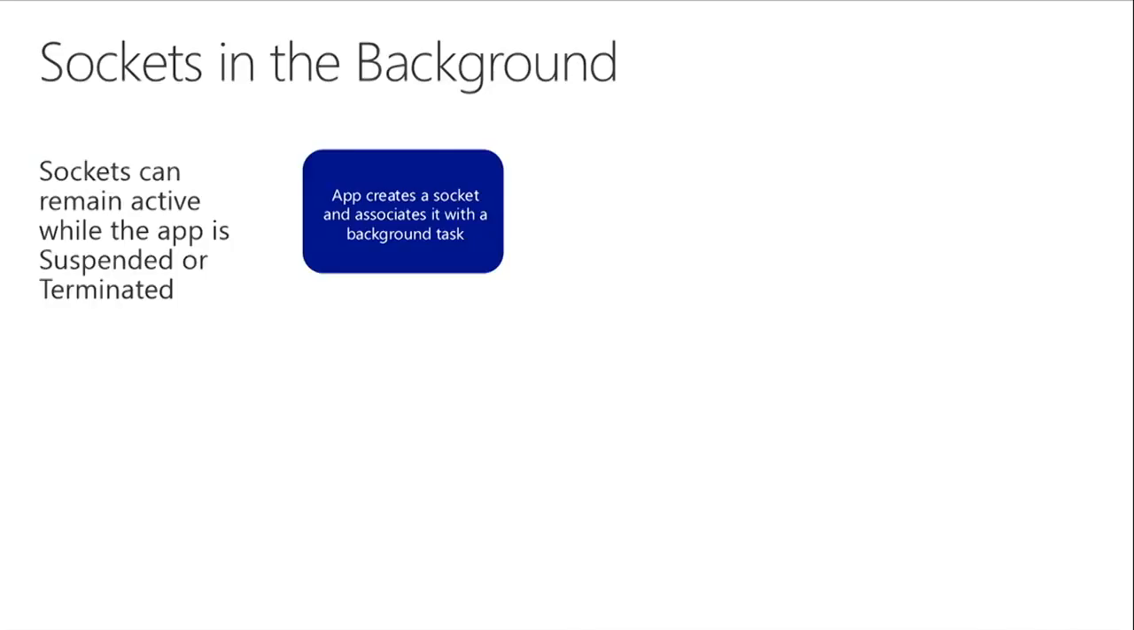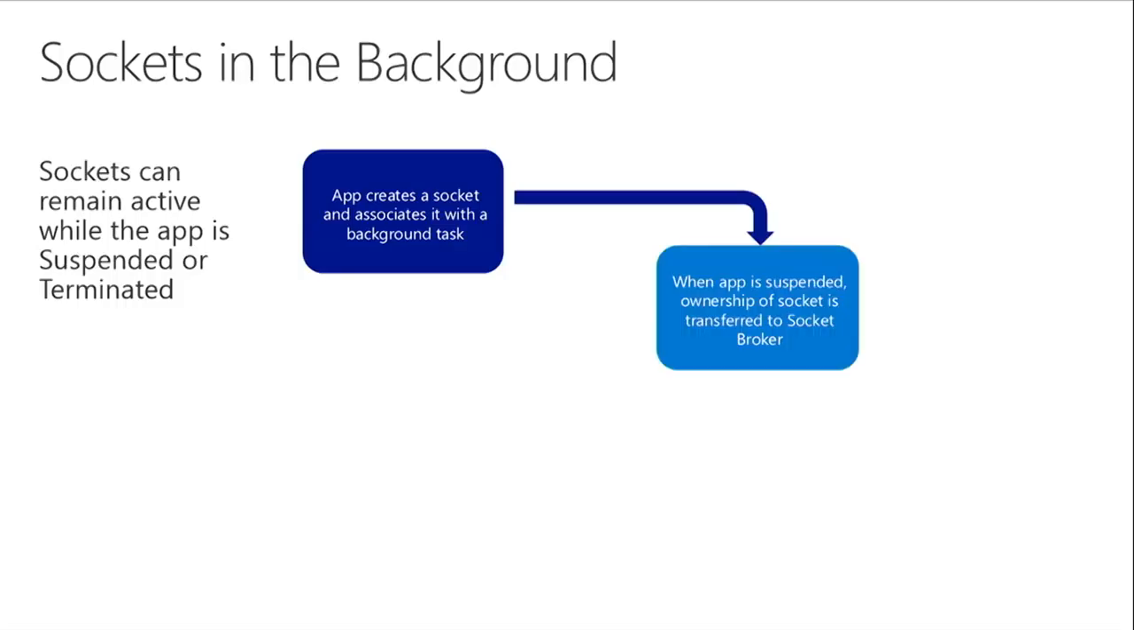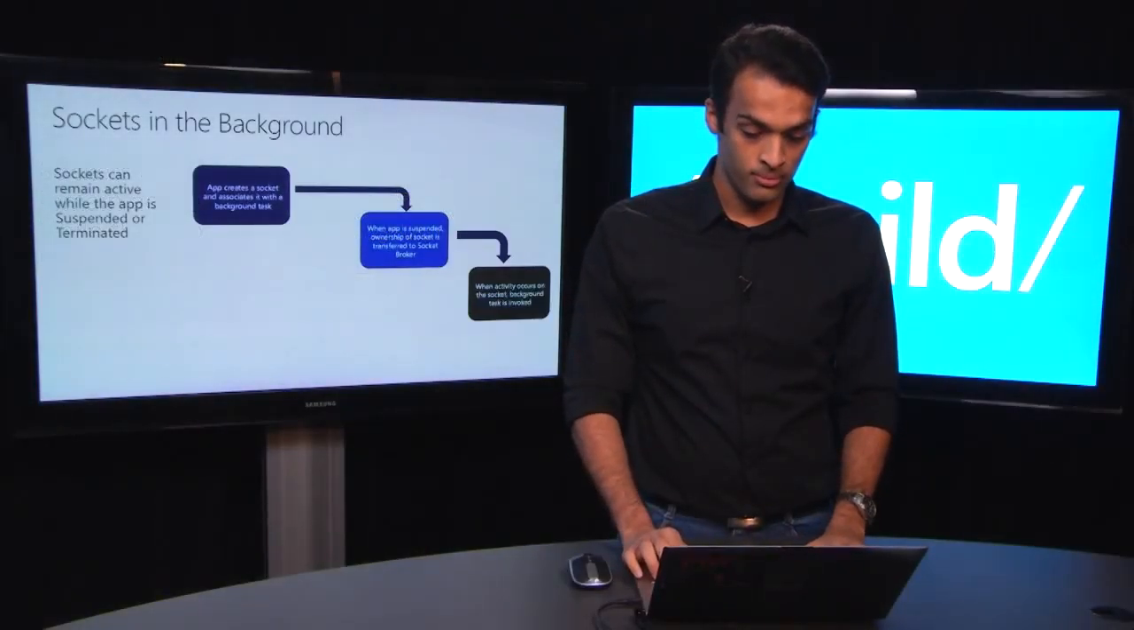So let's look at what is happening. Your app would create a socket when it's in the foreground, and you would also associate it with a background task that you yourself have defined. Now when your app gets suspended, so when the user navigates away, you would transfer the ownership of that socket to a socket broker. A socket broker is basically the name of an OS component that's always alive and listening to sockets even when your app is not around.